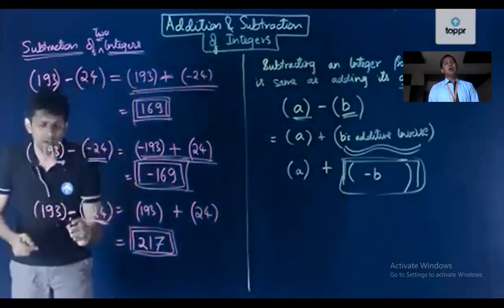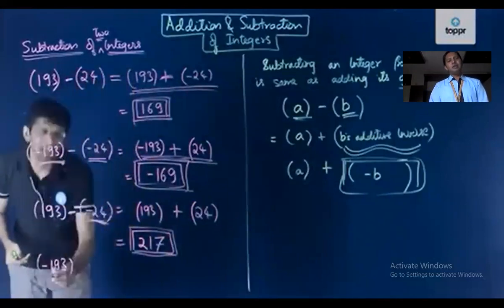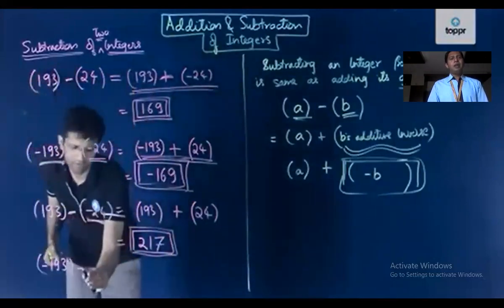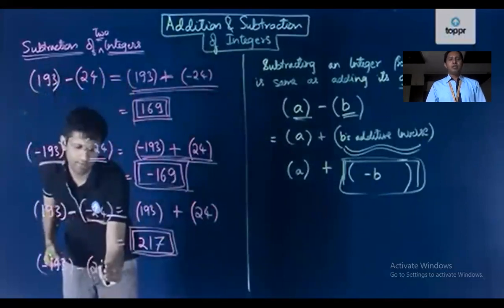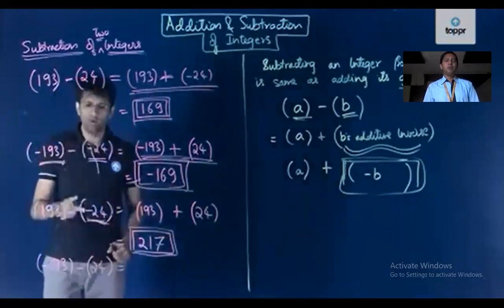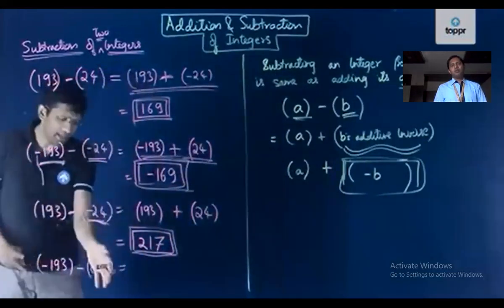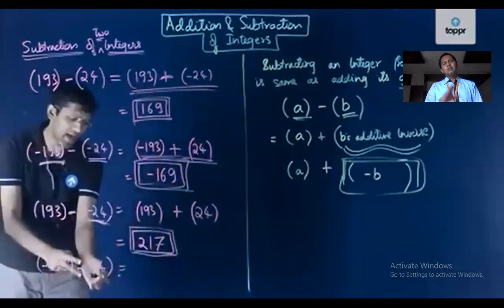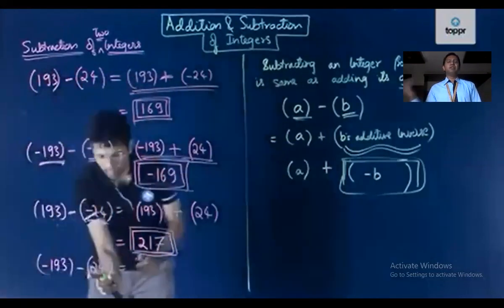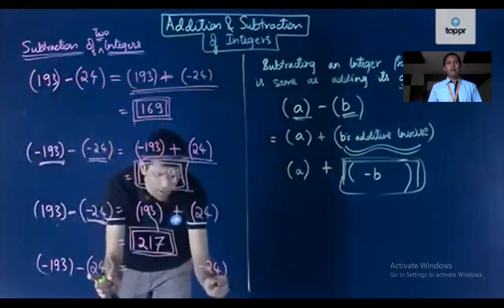Now we are left with the last case of subtraction. Minus 193, the first one is negative, and the second is positive. This is minus 193 minus 24. Minus 193 will remain as it is. No need to change the first number. The second number, 24, will become minus 24 as we need to take the additive inverse of 24. So this will be minus 24.